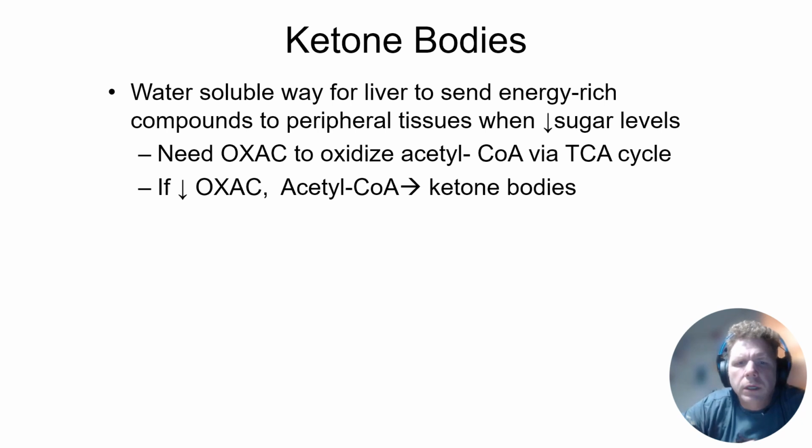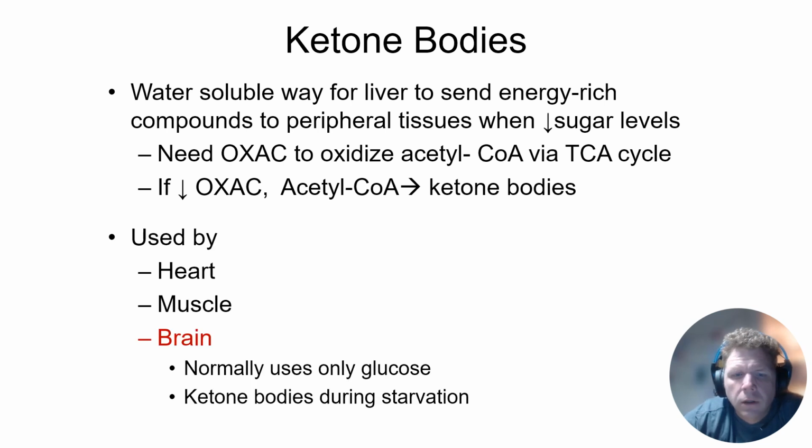All right, so ketone bodies. These are water-soluble compounds, which are a good way for the liver to send energy-rich compounds to peripheral tissues when sugar levels are low. You need oxaloacetate to oxidize acetyl-CoA through the citric acid cycle. Now, if oxaloacetate concentrations are low, acetyl-CoA is going to be metabolized to make ketone bodies. Ketone bodies can be used for fuel by heart, muscle, and brain. And normally, the brain usually uses glucose, but ketone bodies can be used under starved conditions.